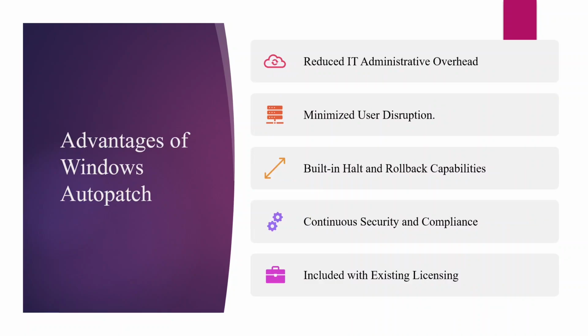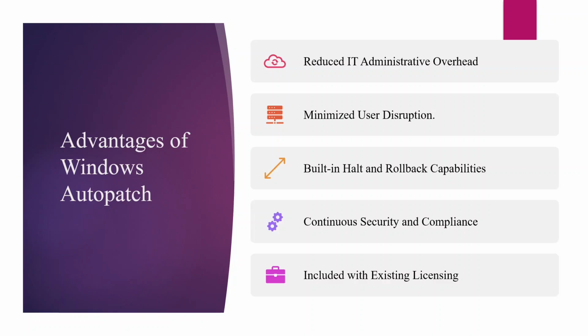Windows Autopatch reduces the IT administrative overhead. Microsoft handles the orchestration, testing, and progressive rollouts of updates. The IT staff are freed from manual scheduling and can redirect time to more strategic projects. There is minimized user disruption. The updates are delivered sequentially in progressive deployment rings, catching bugs in early adoption groups before the widespread rollout.